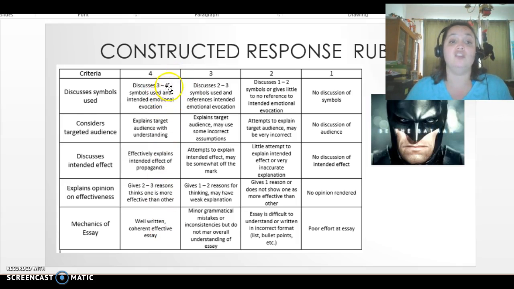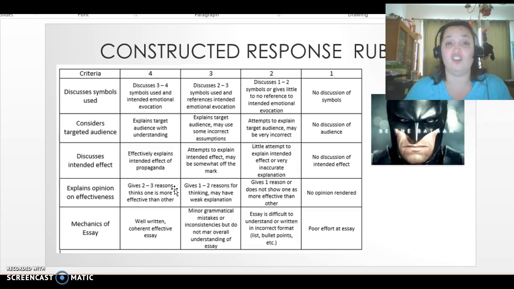So for example, do you have 3 to 4 symbols used and what they are supposed to evoke? So, you know, you might have a symbol from this poster here, the flag, a symbol from this poster, the family, a symbol from this song, the sweetheart. So you don't need 3 or 4 for each piece of propaganda. You need 3 or 4 in general, just looking at all the different pieces. And of course you could always have more. You know, and then you want to talk about your target audience. You want to talk about what does the government want you to do, and then you want to give a couple reasons why you think that one is more effective than the other.